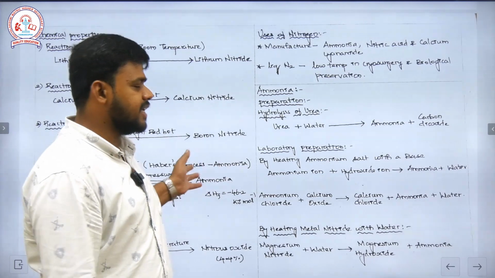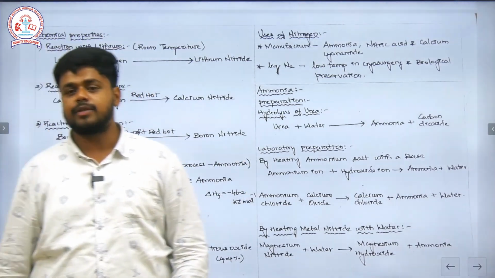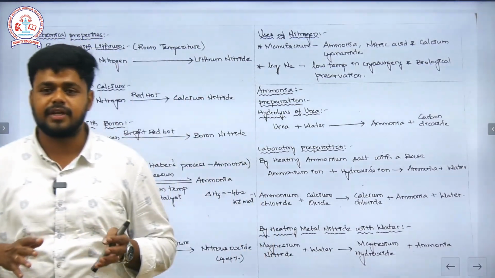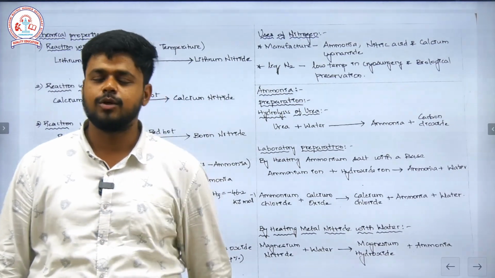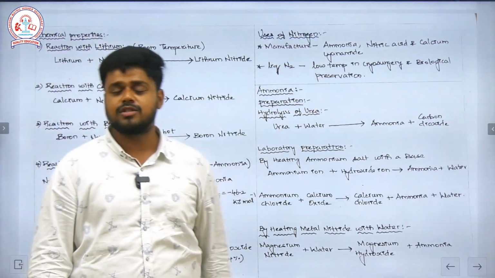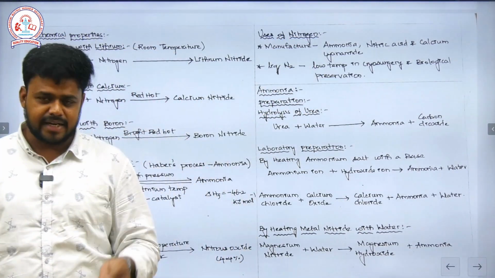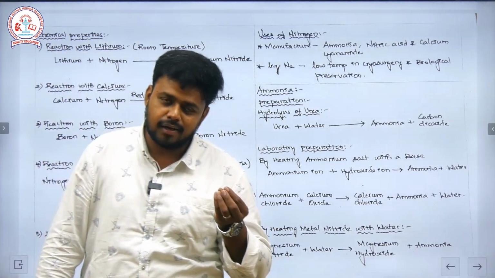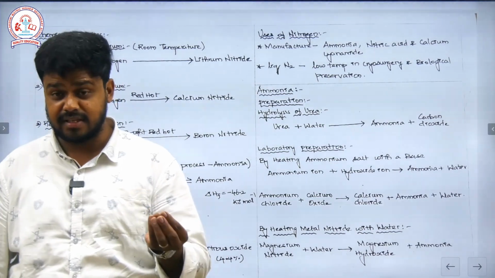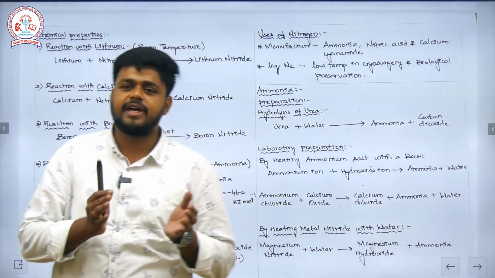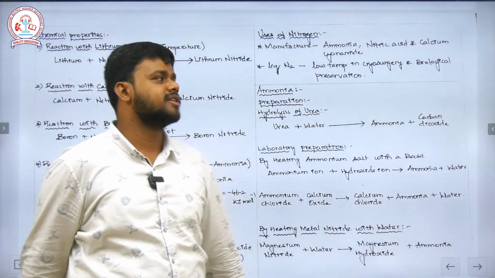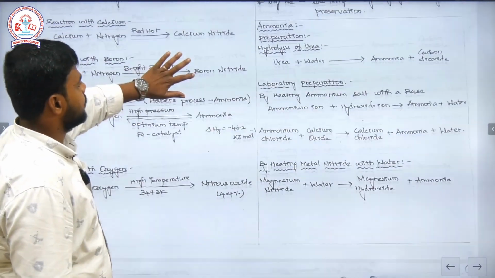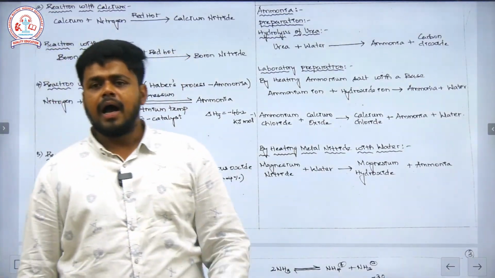Then the last one which we have seen is nitrogen has a capability to react with oxygen at the temperature of 3473 Kelvin to form nitrous oxide, which is N2O. Then uses of nitrogen include the formation of ammonia, nitric acid, cyanamide, and liquid nitrogen is widely used in cryosurgery, which I said is surgery done at a very low temperature, and used to preserve the biological specimens. Then next one, ammonia.